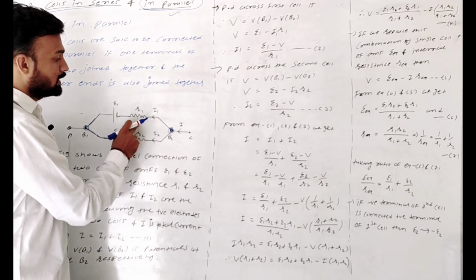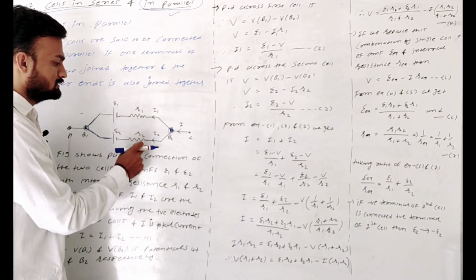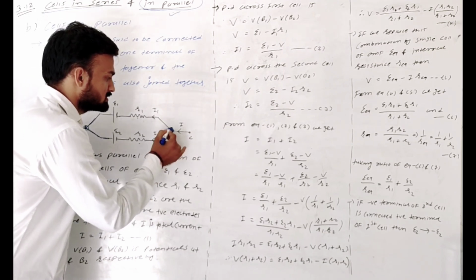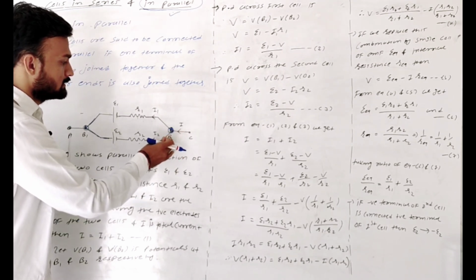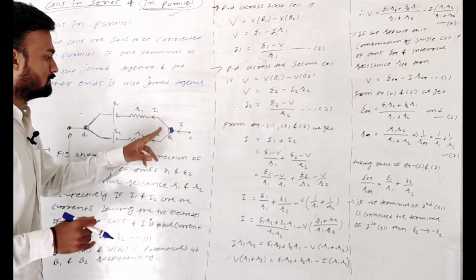If the current flowing through resistance R1 is I1 and the current flowing through resistor R2 is I2, then you can see that at junction B2, the current entering, which is I, is equal to the current leaving, which is I1 and I2.